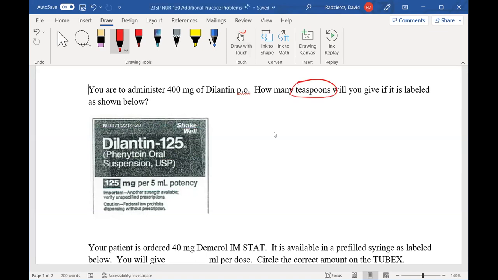So this question is repeated. It's on the practice tests, but as a reminder, when you're doing this, there are two ways you can do it. You can do desired over have. That works just fine. Or you can do dimensional analysis. So I want to show you just a couple of ways. I'll show you the long way.